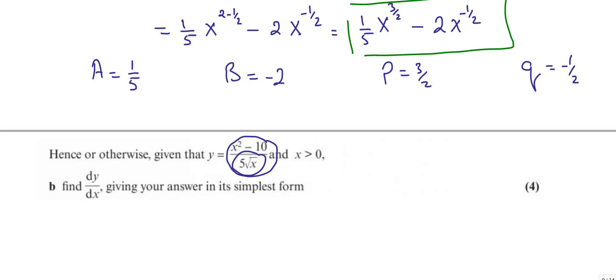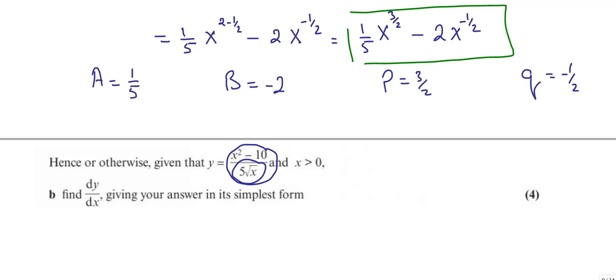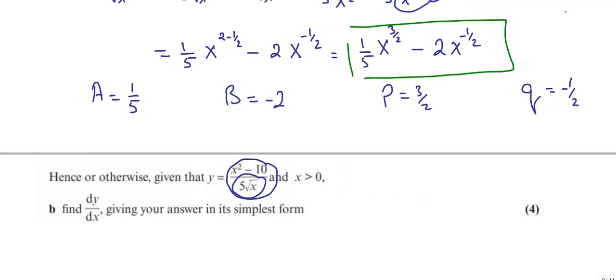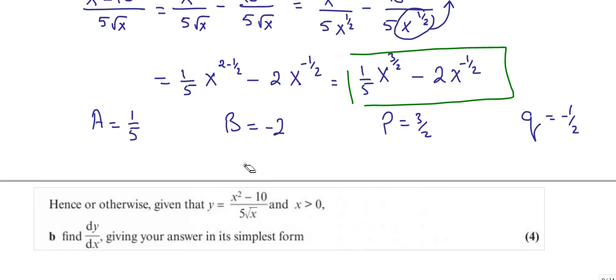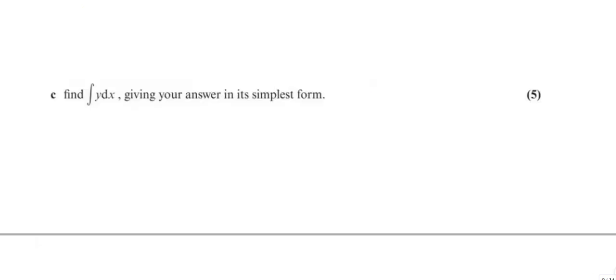So what to do طيب? Use the expression, a simplified expression that we have in part A. احنا عملنا part A. And that's why they are saying hence or otherwise. معناها ايه hence or otherwise? معناها use what you have in part A. Use it. Okay, I'm going to use it.